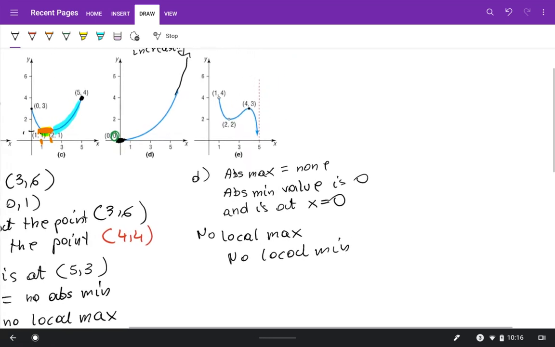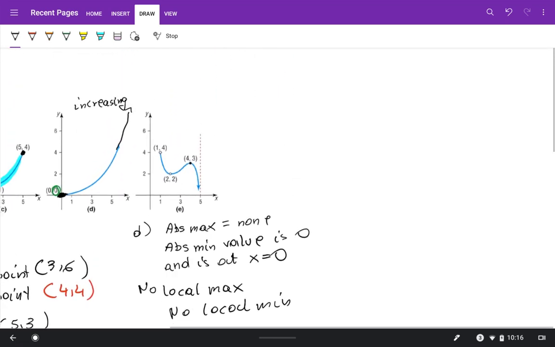So again, to have locals, the graph has to change behavior. And the last one, graph E. We're going to describe graph E.